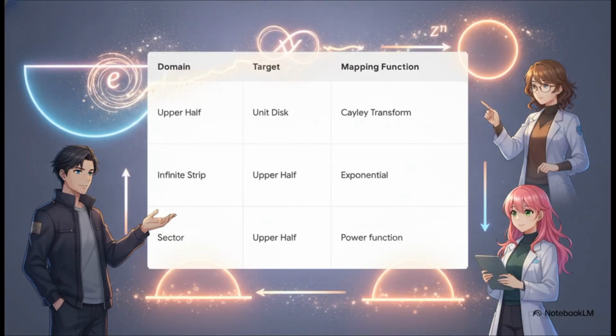This essentially builds a practical dictionary of geometry. We use these exact formulas to morph complex physical domains. Say you've got a tough fluid flow or heat transfer problem in a weirdly shaped space. You can use an exponential function to map an infinite horizontal strip perfectly into an upper half plane. You map your tricky physical shape into a simple disk or half plane, easily solve the math there, and just map it right back. It's an absolute superpower.